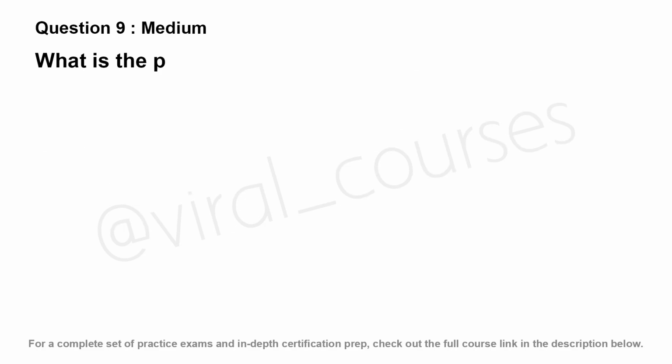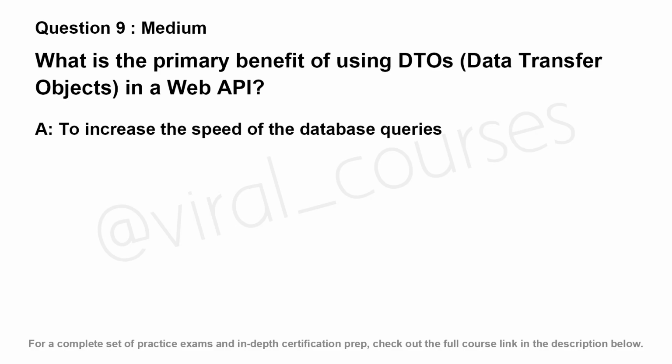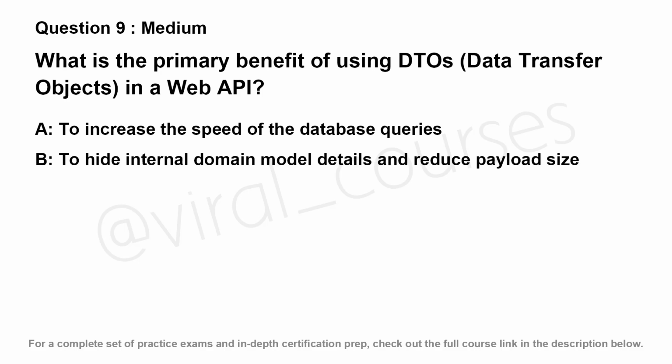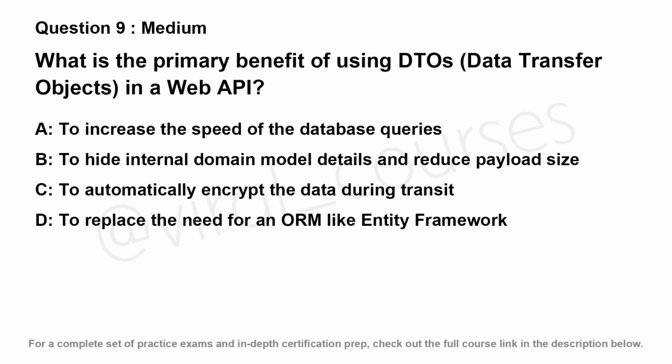What is the primary benefit of using DTOs, data transfer objects, in a web API? Option A, to increase the speed of the database queries. Option B, to hide internal domain model details and reduce payload size. Option C, to automatically encrypt the data during transit. Option D, to replace the need for an ORM like Entity Framework.